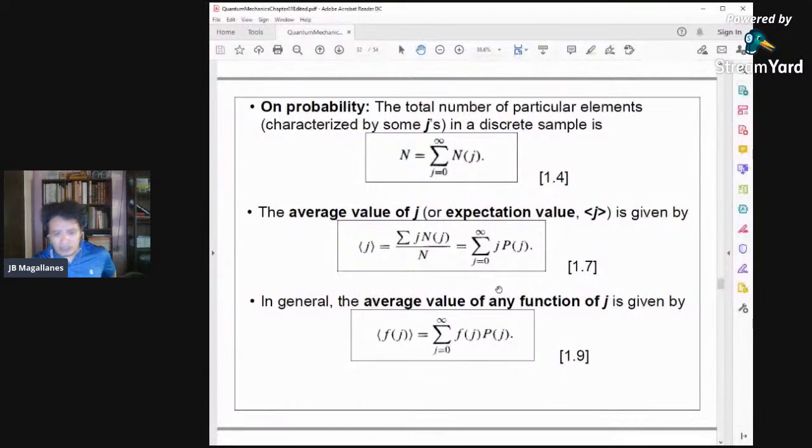In general, for any function of j, like e to the j plus square root of j, you can get the expectation value also by using this formula. If you want to get the average value of the function, then that function should be inside the summation, times the probability of occurrence.